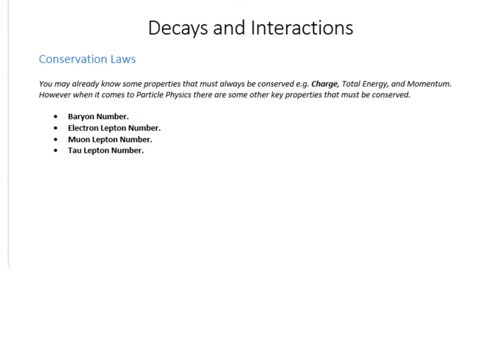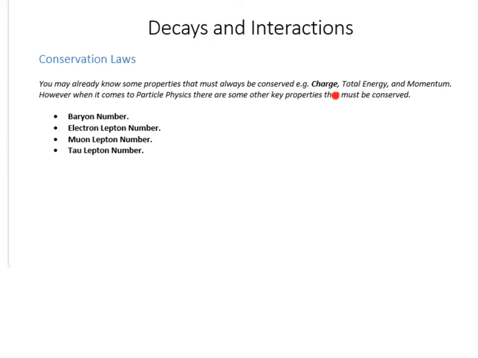So in this video I'm going to be talking about types of decay and types of interaction, and using different ways to illustrate the interactions that particles undergo. So the first thing we need to look at is actually some conservation laws. Looking at other parts of physics, you probably have come across some of these already.